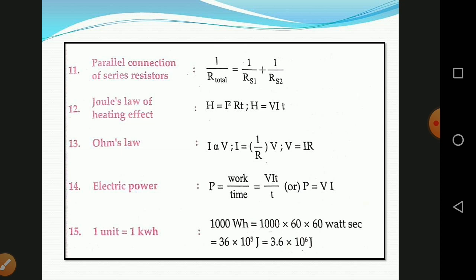The next unit is 1 kilowatt hour. 1 kilowatt hour is equal to 1000 watt hour, that is 1000 into 1 hour. One hour contains 60 minutes of 60 seconds, so 3600 seconds. So it is 3.6 into 10 to the power of 6 joule. Its unit is joule.